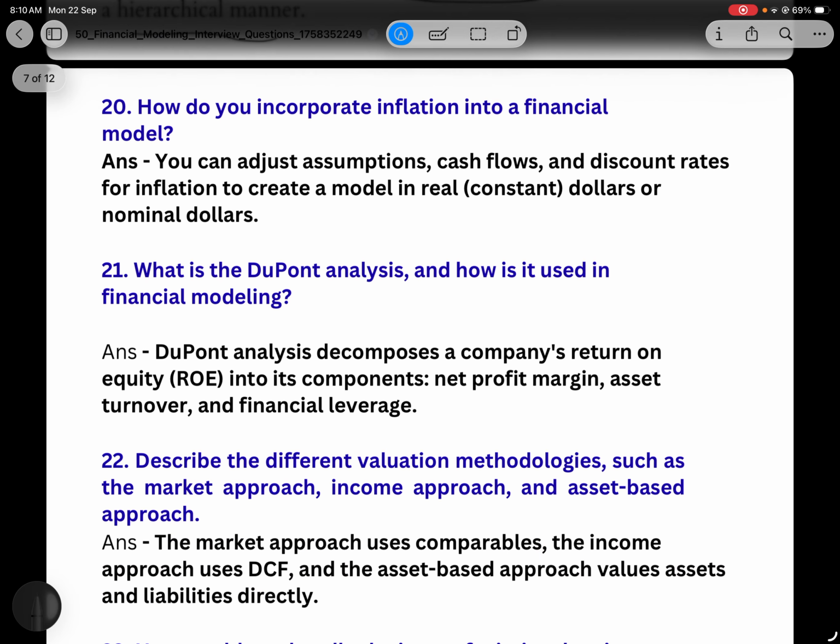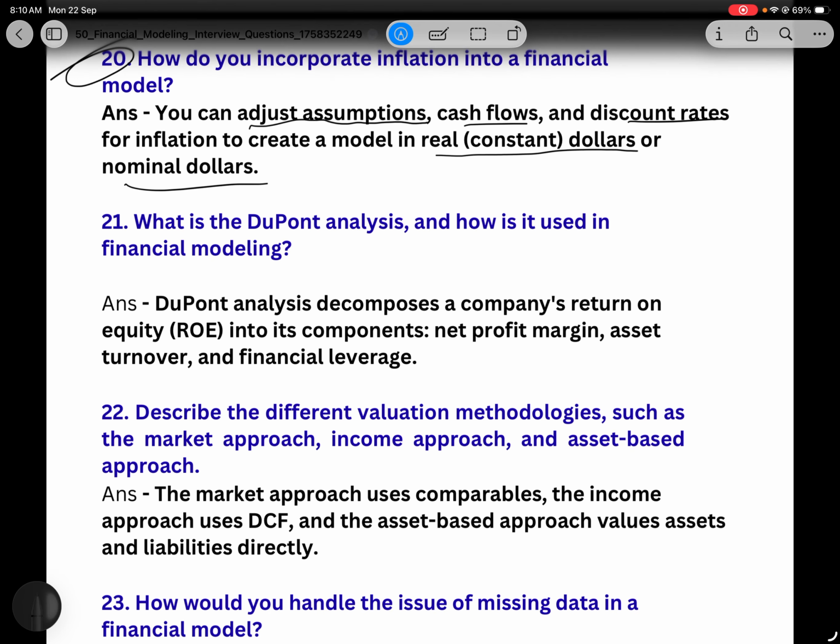So next is how do we interpret inflation? Normally we can adjust the assumptions, right? Assumptions, cash flows, discount rates. For inflation, we create a model in constant dollars or nominal dollars. It just depends on what kind of model we want to create. So we can basically adjust for inflation as well. All right.